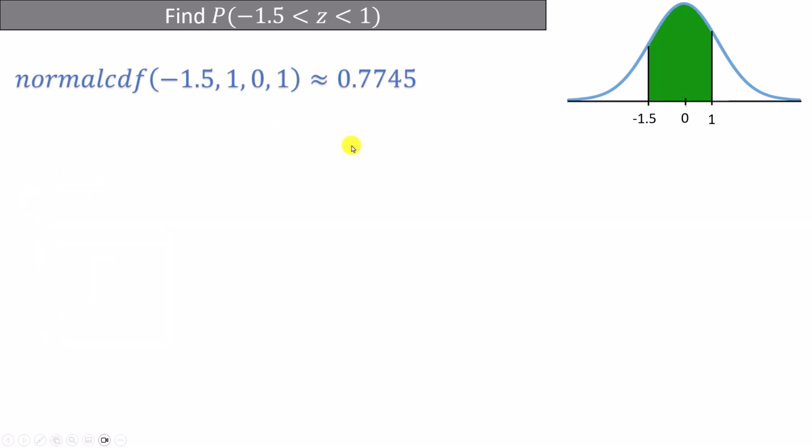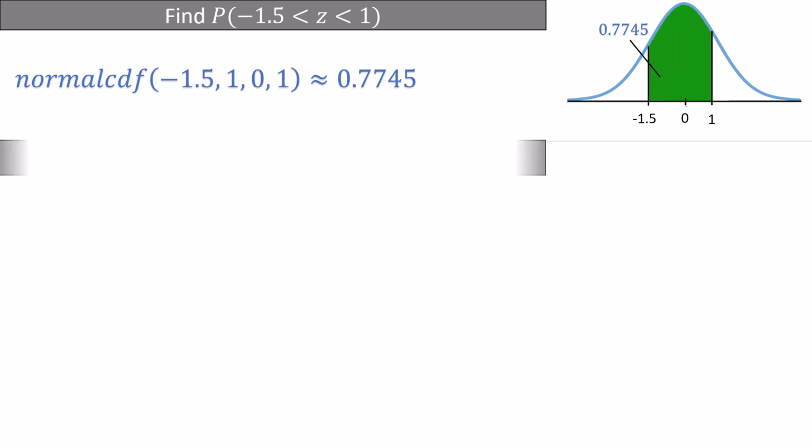The probability of sampling a value between 1.5 standard deviations below the mean, all the way up to 1 standard deviation above the mean, is about 77.45%. This seems logical because we know, based on the empirical rule, that if this number was negative 1 and this number was positive 1, then the answer should be about 68%. So it seems logical that this number would be a little bit larger than that. This probability is also the area between negative 1.5 and 1 on the normal distribution.